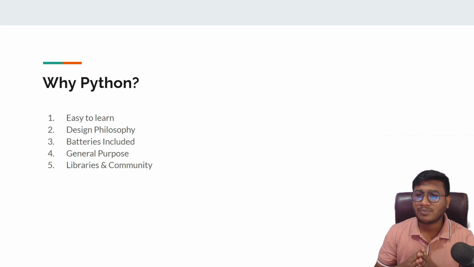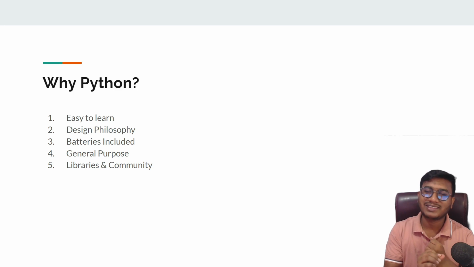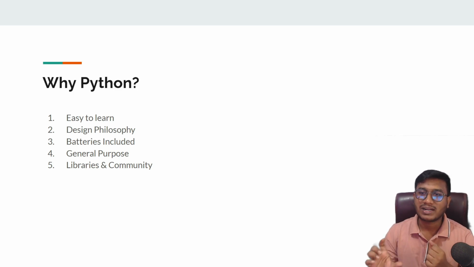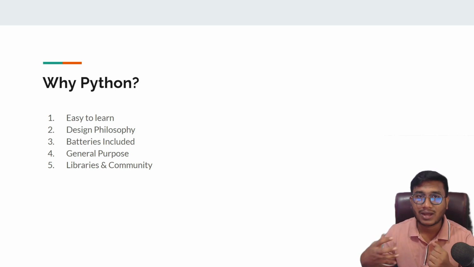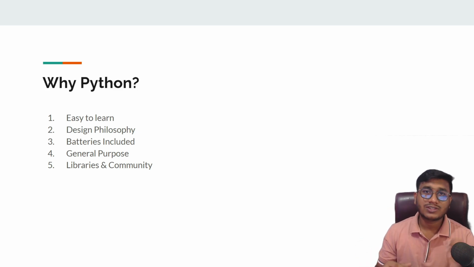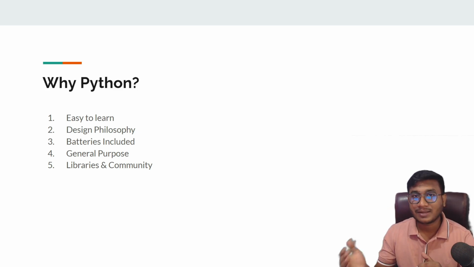Now the second point you can see is the design philosophy, as I already told you. It has one beautiful design philosophy that helps a programmer with code readability and code reusability. I'll be discussing this part in more detail, so no need to worry. And the third point you can see is batteries included. Batteries included doesn't mean actual batteries. It means Python already has lots of predefined functions and methods, which will help you write your code in a faster way. This particular functionality is not available inside other programming languages.